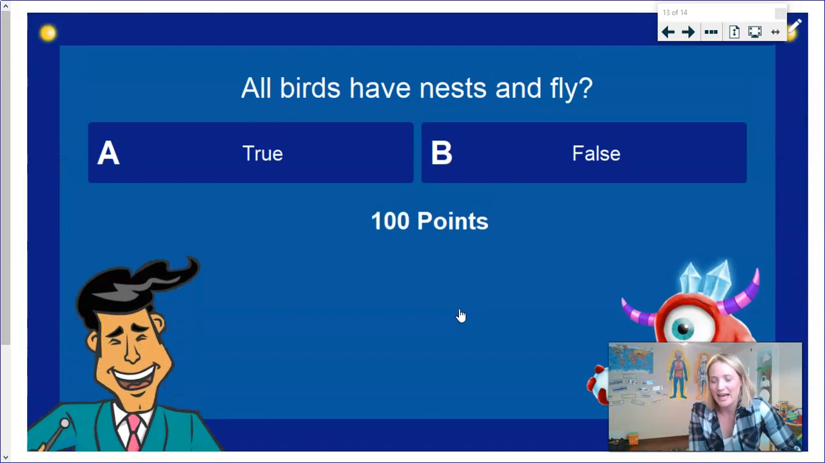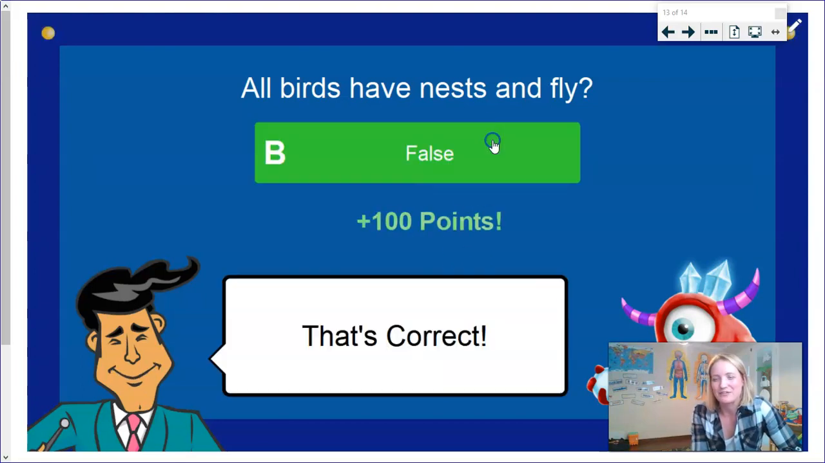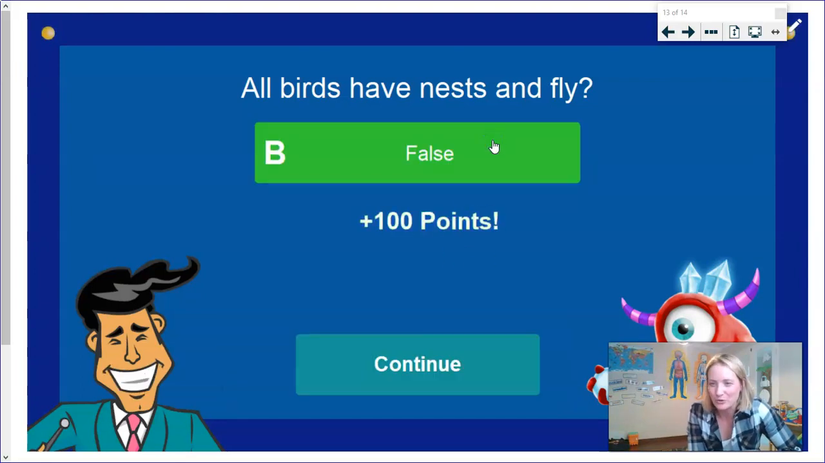All birds have nests and fly. True or false? Easy one, this one. We've said it a few times. No, not all birds fly and not all lay nests. Lay their eggs in nests, should I say. Penguins in the Antarctic don't do that.